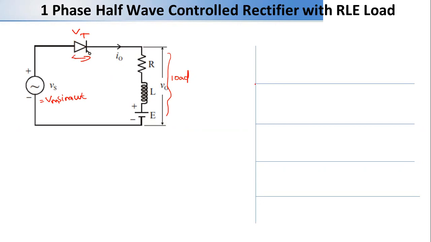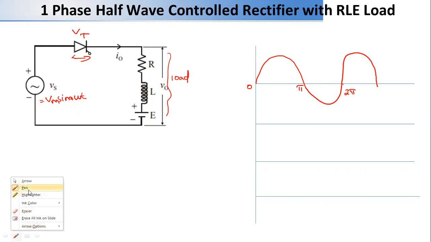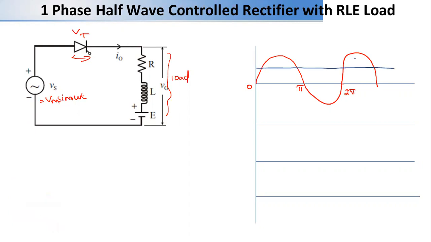We know that the input will be sinusoidal, as always. So this is 0, this is pi, and this is 2 pi. And we can also draw the DC voltage here. The DC voltage is E. So this is E, and this is the omega t axis here.